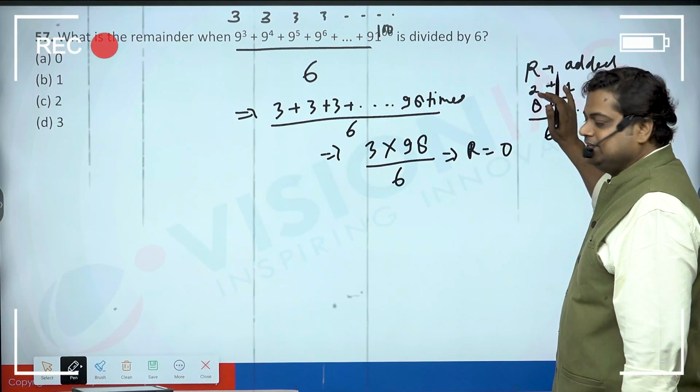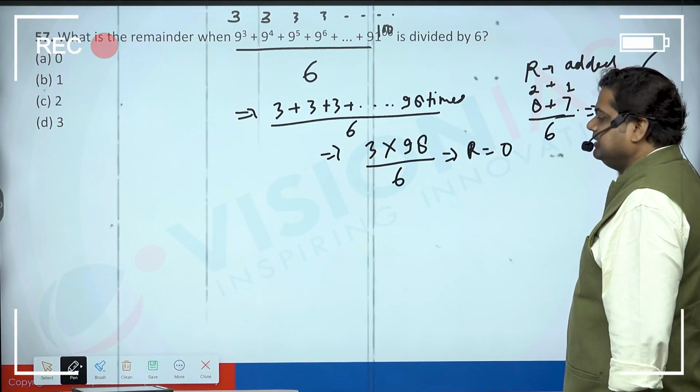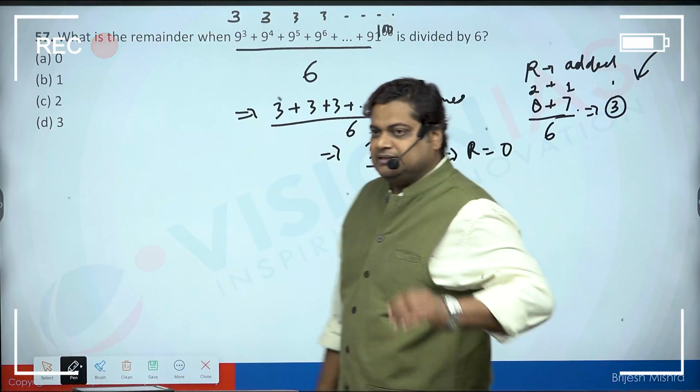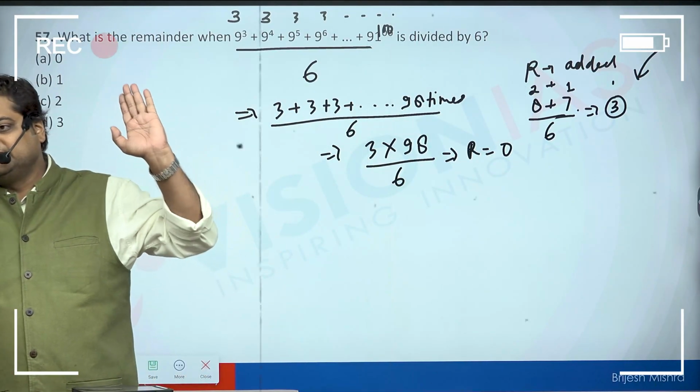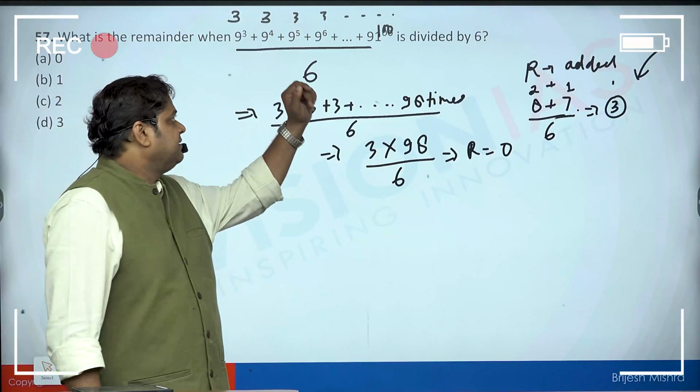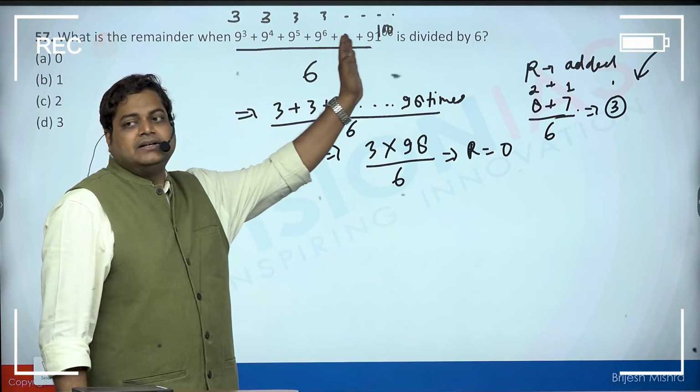Just to understand how we are applying this remainder concept. The first concept is remainders get added. The second concept is remainders get multiplied. So here we are applying the concept of remainders get added.